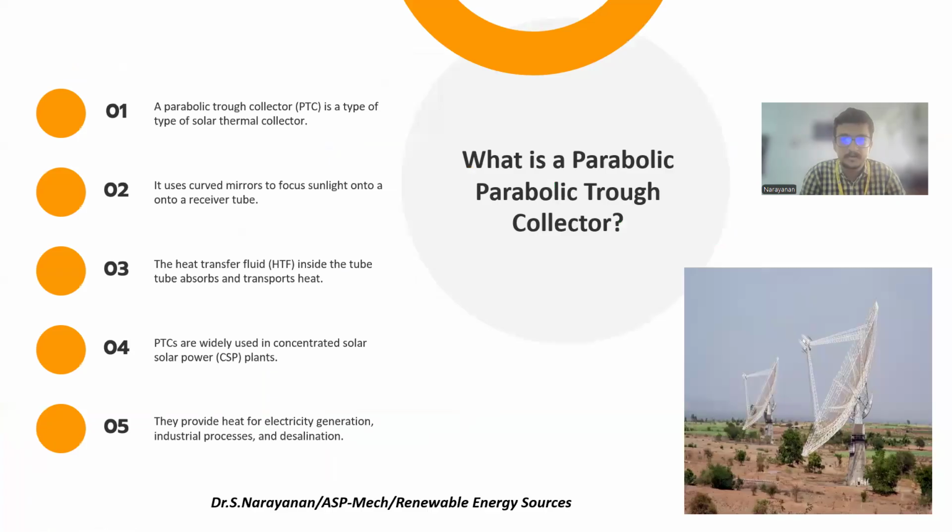As I already told, a parabolic trough collector is a type of solar thermal collector which uses the principle of concentration to maximize the solar intensity. It uses a curved mirror to focus the sunlight onto a receiver tube which has a heat transfer fluid of reasonable thermal conductivity, which will absorb and transport heat. Parabolic trough collectors are widely used in concentrated solar power plants, and they provide heat for electricity generation, industrial processes, and desalination.